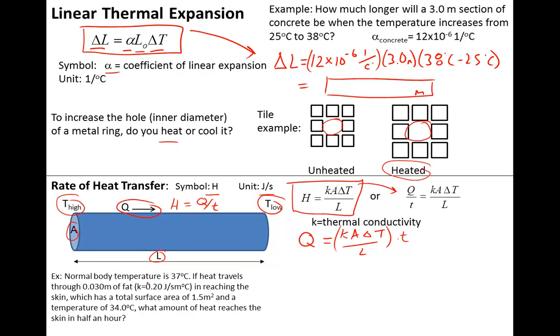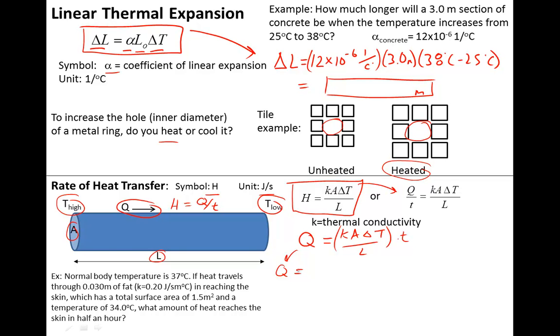It says normal body temperature is 37 degrees Celsius. If heat travels through 0.030 meters of fat, which has a thermal conductivity value of 0.2 joules per second meter degrees Celsius, and reaches the skin, which has a total surface area of 1.5 meters squared and a temperature of 34 degrees, what amount of heat reaches the skin in half an hour? So we can simply plug into our heat equation here.